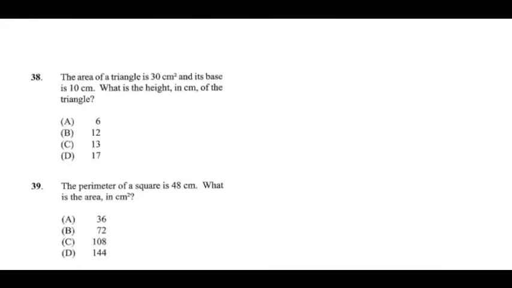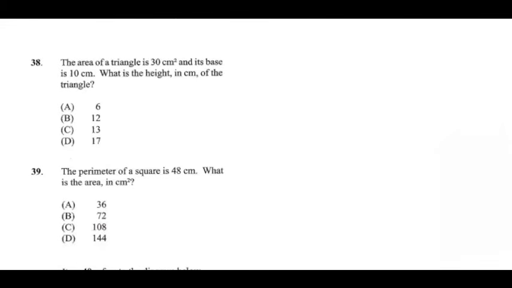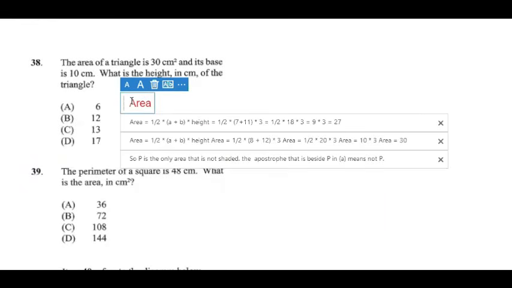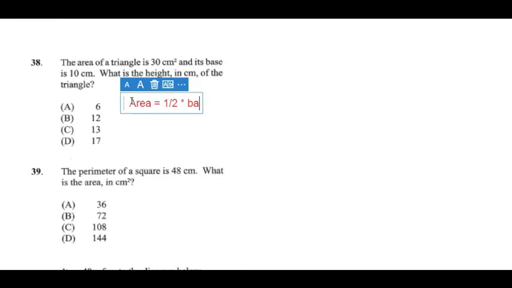So 38, the area of a triangle is 30 centimeters square and its base is 10 centimeters. What is the height? So area of a triangle is equal to half base times height. So it is half base times the height, which we're trying to find, and the area is 30 equal half multiplied by the base of 10 multiplied by height, which we are trying to find. So we need to make height the subject of the formula.